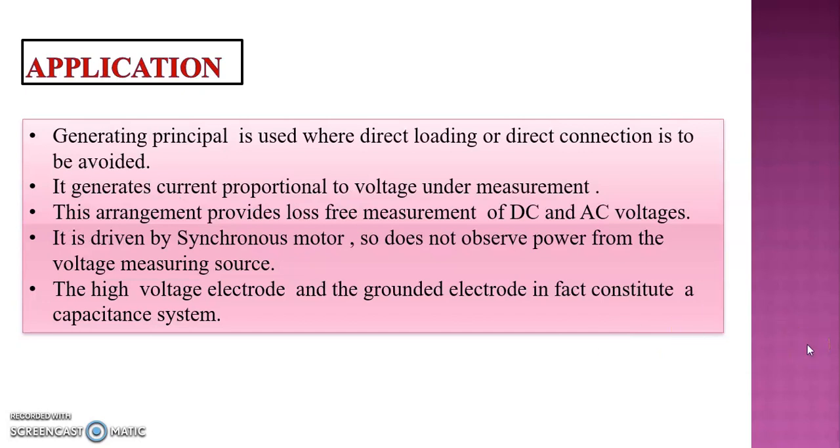These are some applications of generating voltmeter. The generating principle is used when direct loading or direct connection is to be avoided. It generates current proportional to the voltage under measurement. This arrangement provides loss-free measurement of DC and AC voltages. It is driven by a synchronous motor, so it does not absorb power from the voltage measuring source. The high voltage electrode and the grounded electrode in fact constitute a capacitance system.